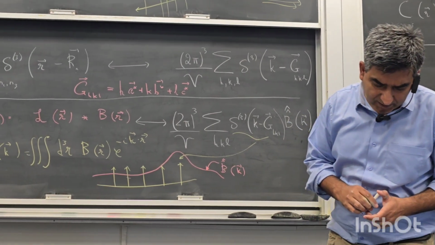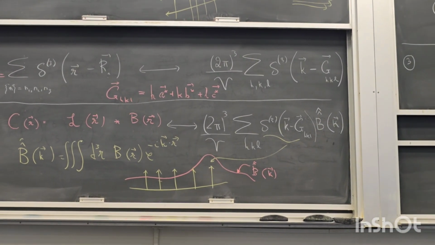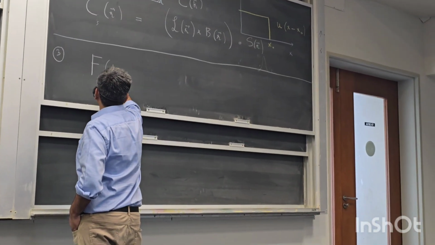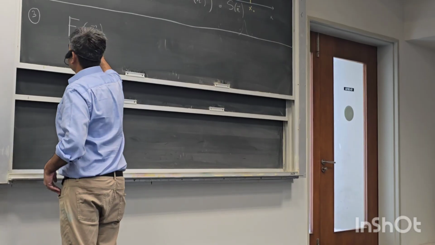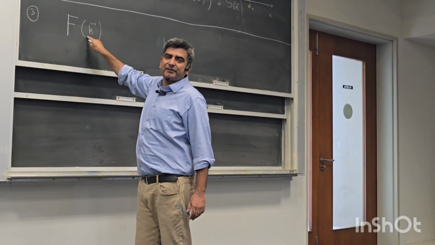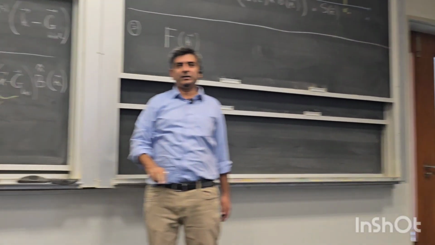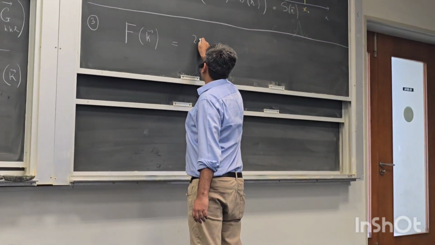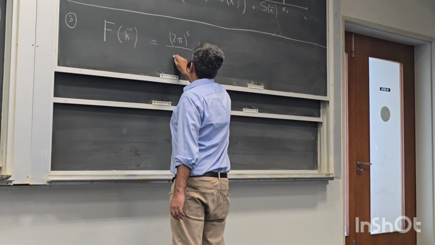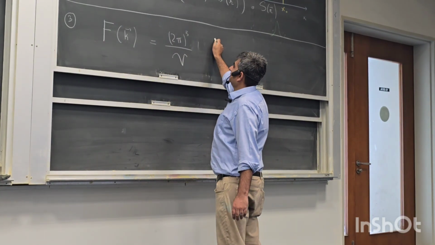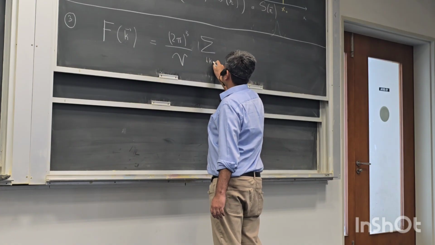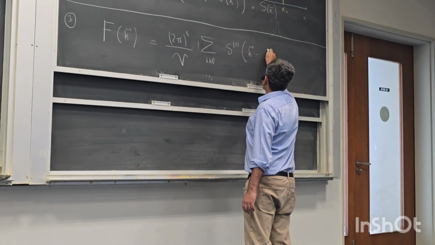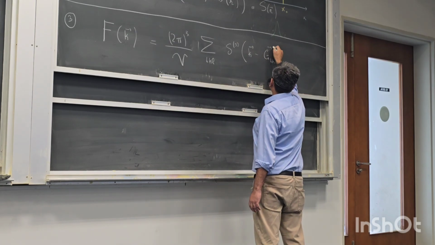So first of all, let's call all of this F, and it's a function of K. Now don't confuse this K vector, which is a reciprocal lattice vector, with this index, Miller index K. The context will tell you what I'm talking about. So this is 2 pi cubed over the volume of the unit cell, sum over HKL, K minus G_HKL, B_K.